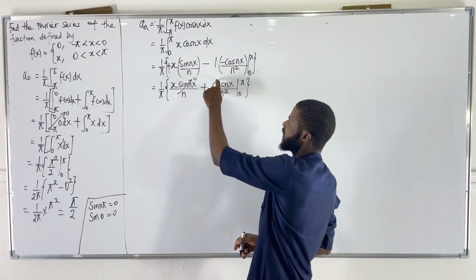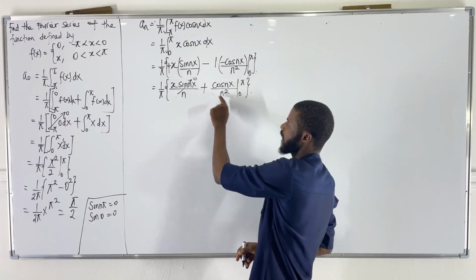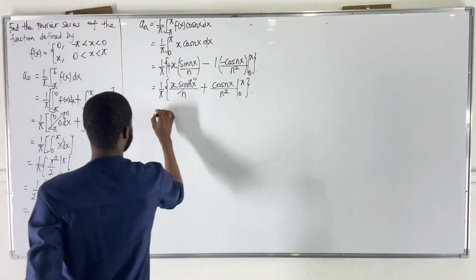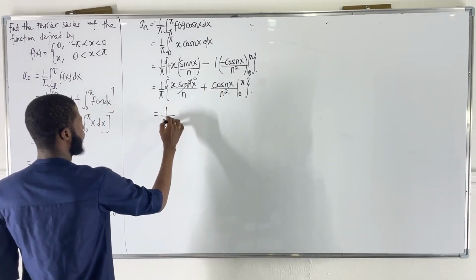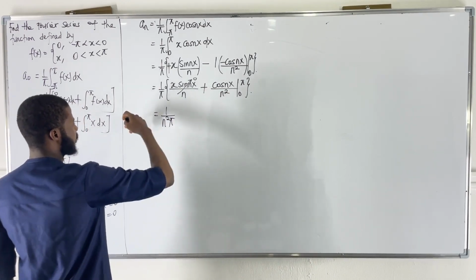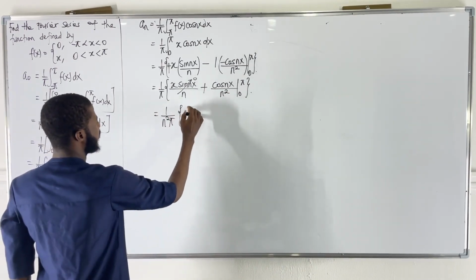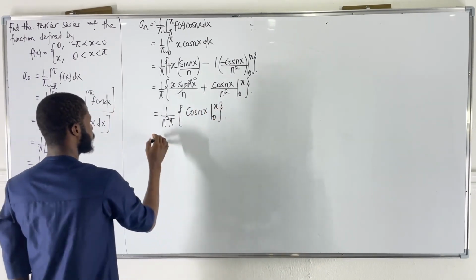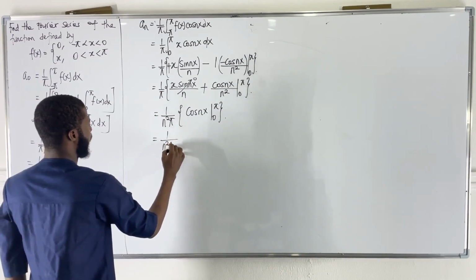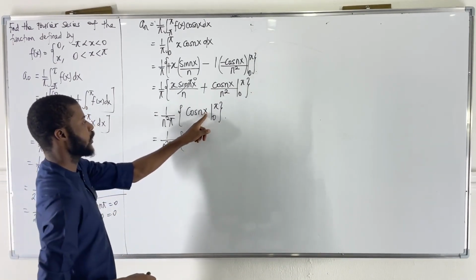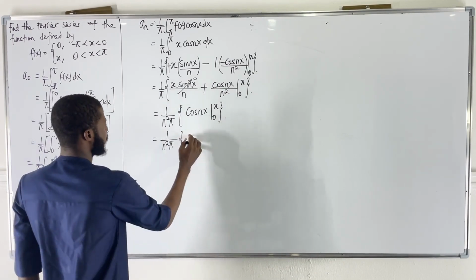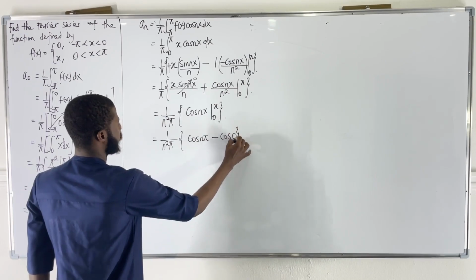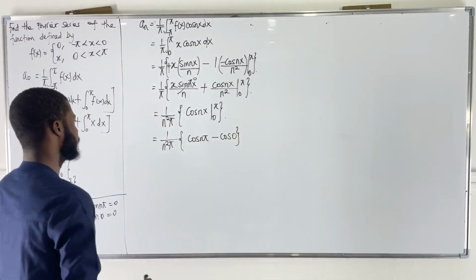Now for this cosine part, this n squared is a constant, so I can bring it out. So this will become 1 over n squared pi, because the n squared is coming out. So we're going to be having cos nx remaining from 0 to pi. Now anywhere we see x, we're going to put pi and 0. So this will be cos n pi minus cos 0, because you need to evaluate the limits.